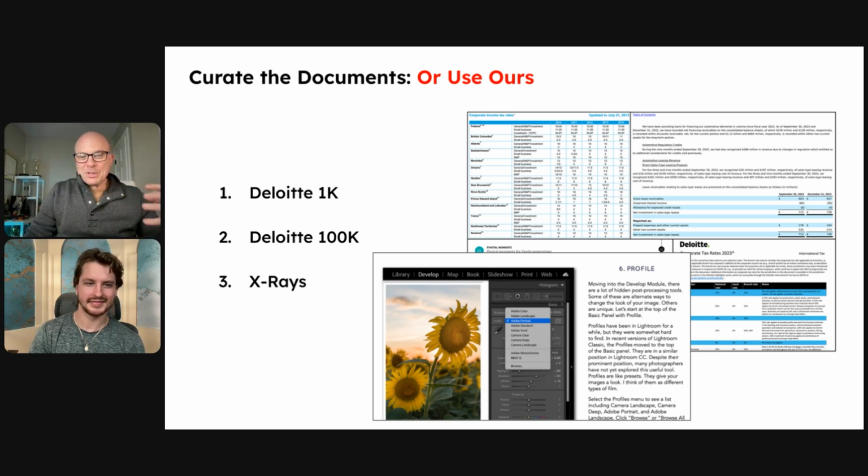The third one's actually the most interesting data set, and the most complex to deal with. These are something we call X-rays. So actually, Daniel, why don't you explain what these X-rays are, and then how we clean them up and make sure they're healthy to use?